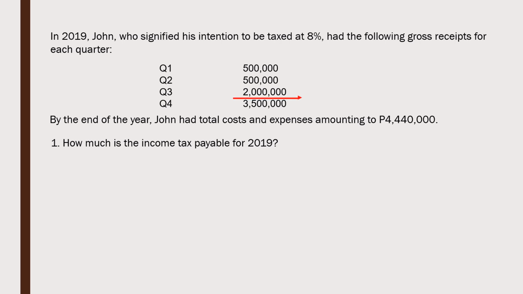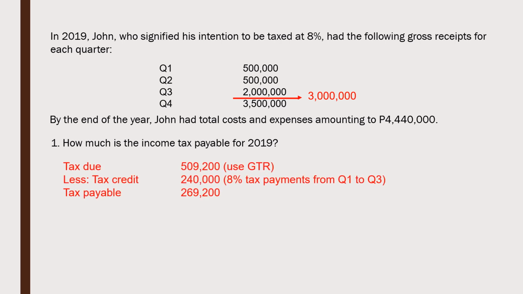First, we note that upon reaching the third quarter, John reaches the 3 million threshold and therefore after that quarter he is no longer eligible to the 8% option. So using the graduated tax rates, we get a tax due of 509,200.